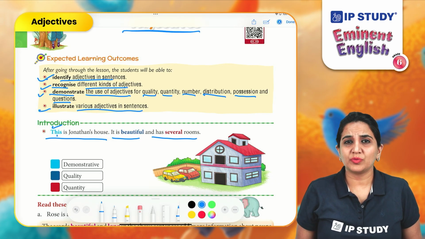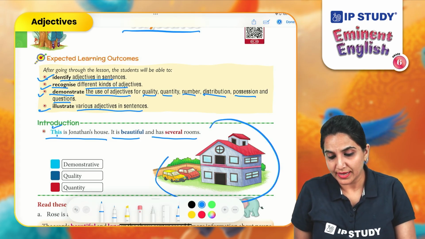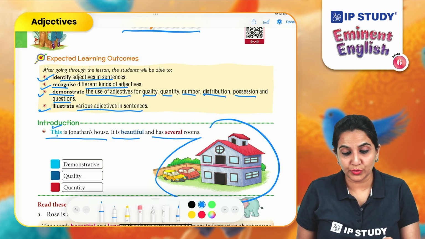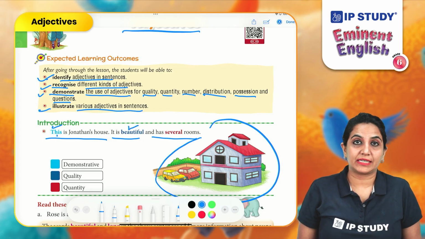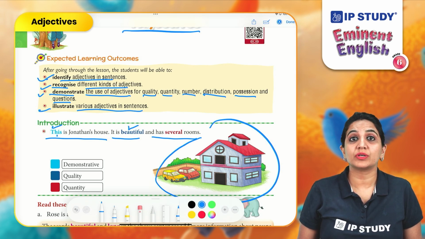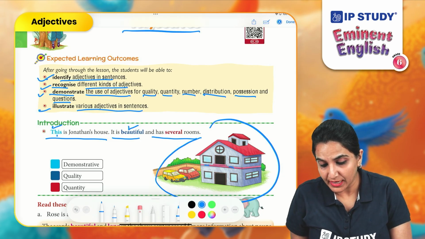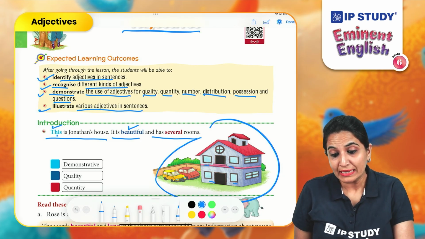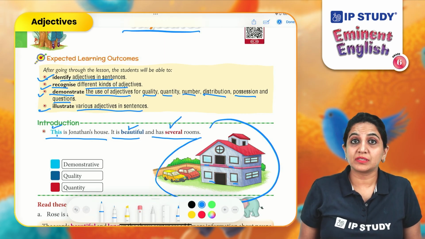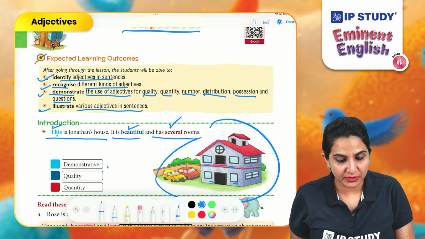It is beautiful. What are we describing? Exactly, we're describing this house, which is beautiful. So beautiful is the adjective. This is the adjective of quality because it is giving us the quality of the house. And has several rooms. Yes, it has several rooms. So the word several describes the quantity of the rooms. All of these words: this describes demonstrative, beautiful is quality, and several is describing quantity.